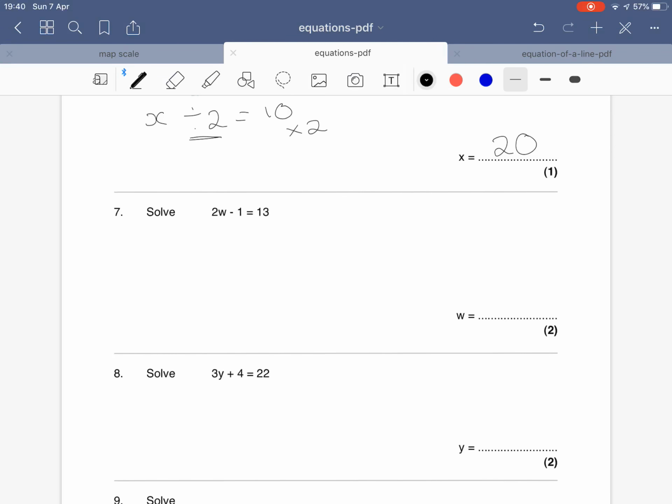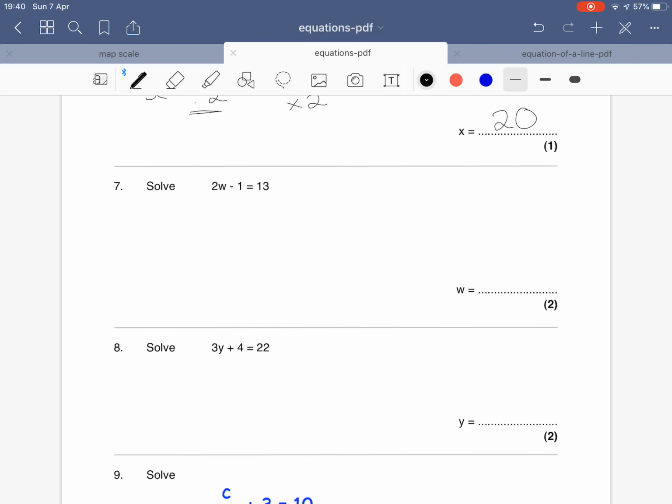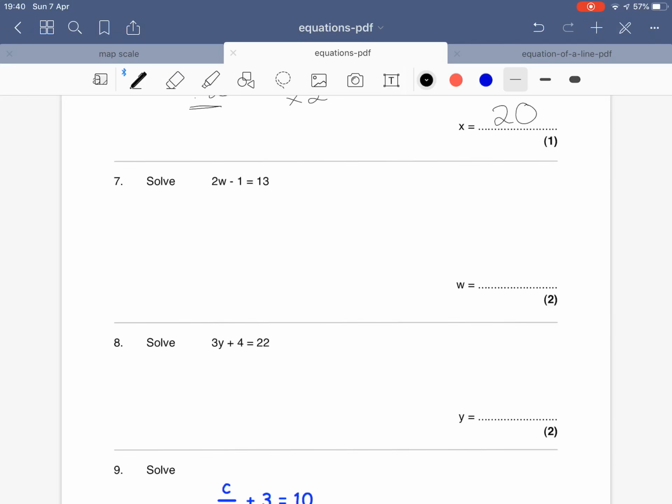Okay, we're going a little bit harder now. That was all one-step equations. These are all going to be two-step equations. So I've got 2 times w, take away 1 is 13. So I read it across. I do 2 times the w, then I take away 1 gives me 13.